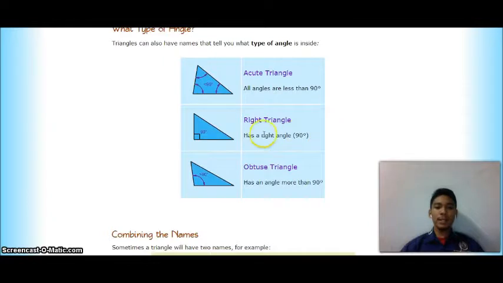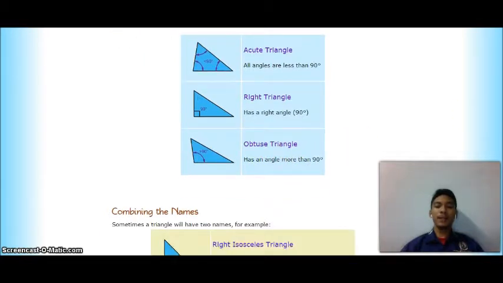Next, right triangle. A right triangle has a right angle, which is 90 degrees. This is the right angle. And next, obtuse triangle. An obtuse triangle has an angle more than 90 degrees. As you can see, this angle is more than 90 degrees. And also, all the three angles will add up to 180 degrees.